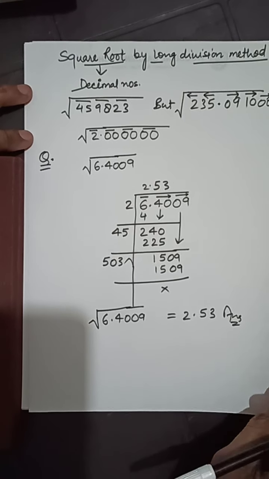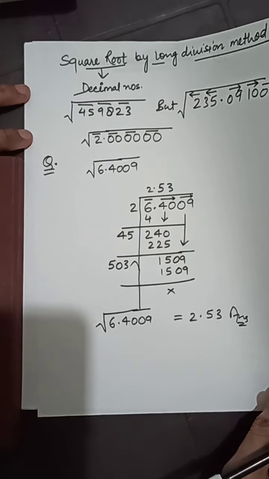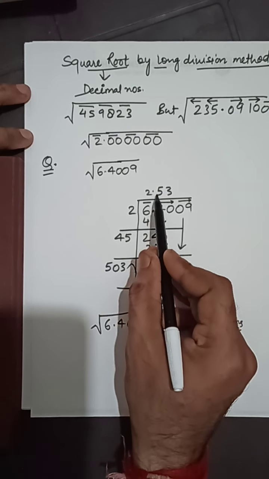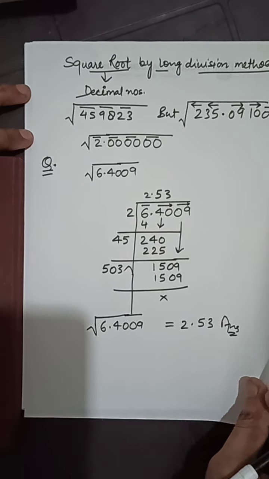So it is a very easy process, as you have done already with the long division. Just you have to use the decimal. Wherever the decimal comes, just shift the decimal to the quotient and do the normal square root.